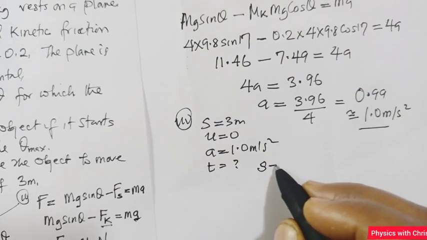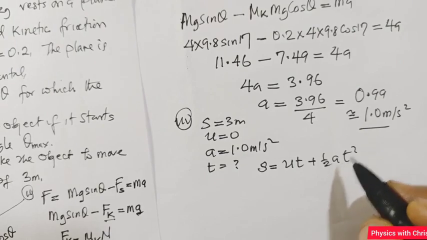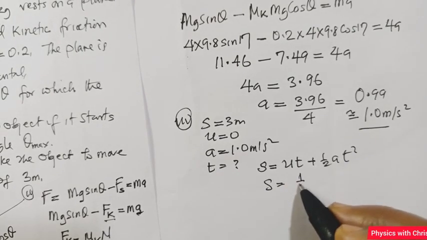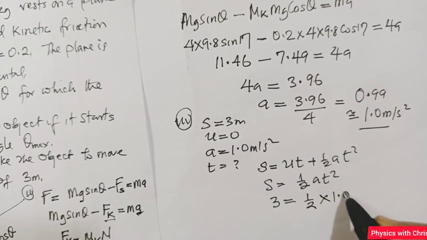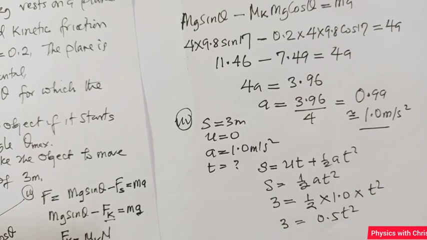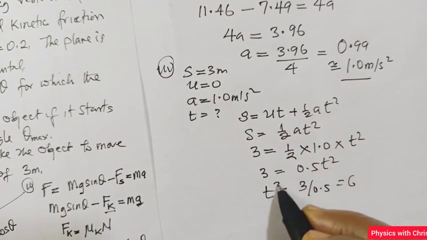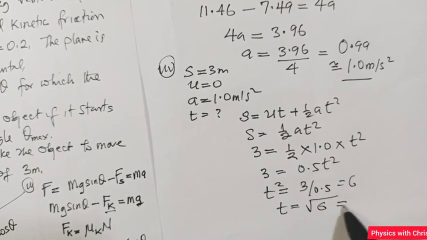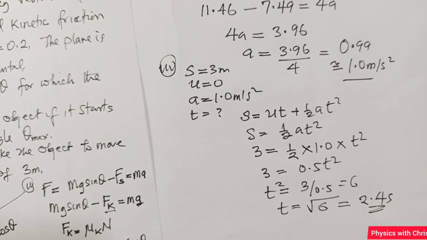We can recall the second equation of motion: distance is ut plus half at squared. Since it starts from rest, ut is 0. The equation simplifies to this: 3 meters equals 1 times this times t squared, so that gives me 0.5 t squared. Then dividing both sides by 0.5 gives t squared equals 6. That is, time t is the square root of 6. That gives the time taken to move a distance of 3 meters: 2.4 seconds.